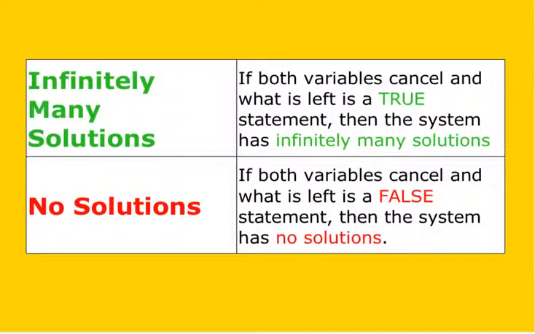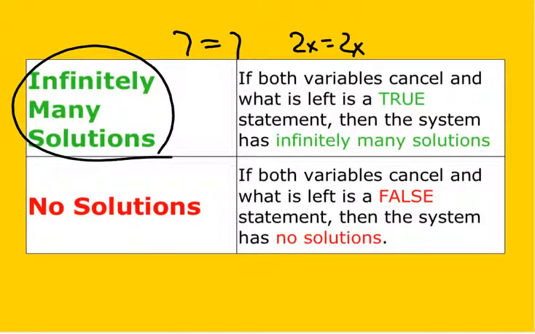Now, every once in a while you can get a couple situations where you get infinitely many solutions or no solutions. If you're doing your algebra correctly and somehow magically get a statement like 7 equals 7 or 2x equals 2x, well, that's a true mathematical statement. And if that's true, then there are infinitely many solutions.